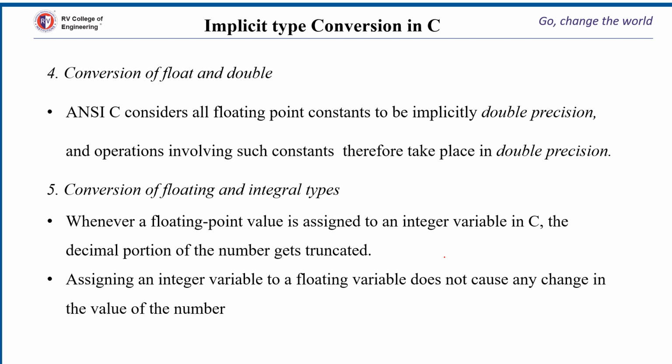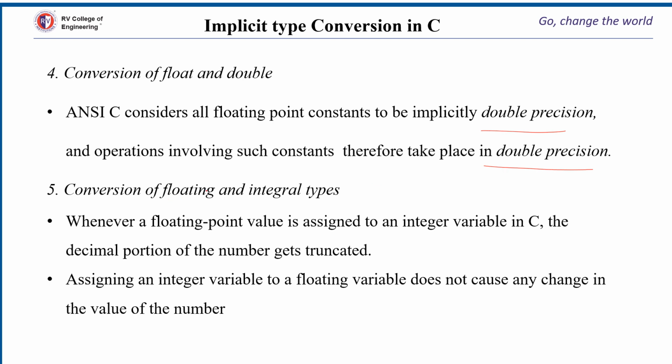Now what happens for conversion for float and double? In C, all the floating point constants are implicitly double precision until and unless you explicitly specify otherwise. So operations involving such constants take place in a double precision format.